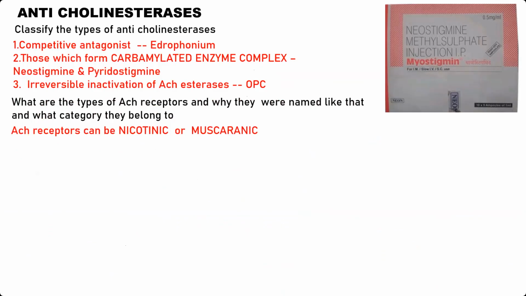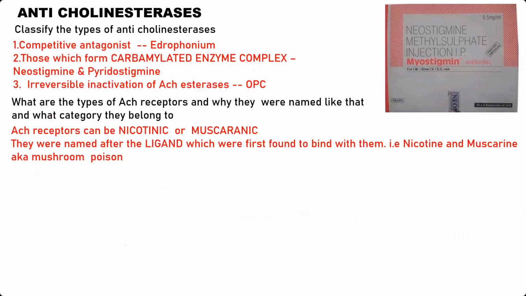That was found there, just like the mu, kappa and delta, where I said the ligand gave the name. Here the nicotine was found to activate these receptors, and muscarine, which is a poison from a toad, which is supposed to be the ligand first used to bind with them, nicotine and muscarine, which is also known as mushroom poison. Okay.